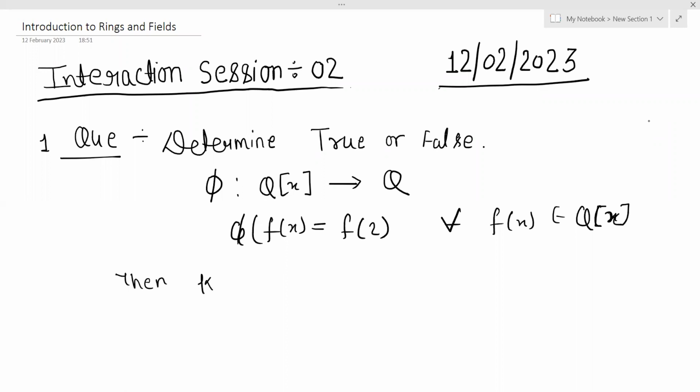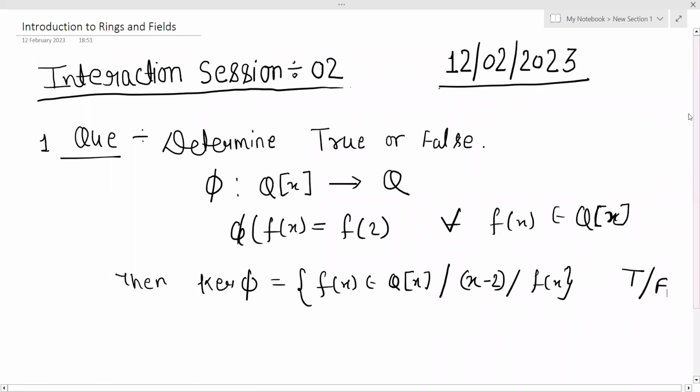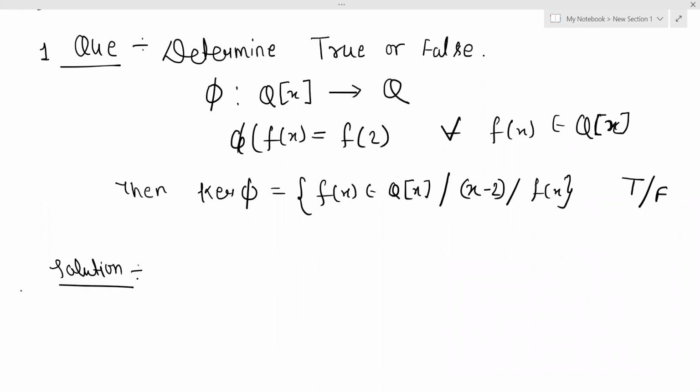Then kernel phi is equal to the set of f(x) belonging to Q[x] such that x minus 2 divides f(x). We have to say whether this statement is true or false. So tell me, is this true or false? How will we proceed? Okay, tell me. Someone want to respond?